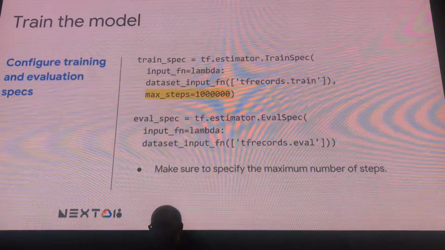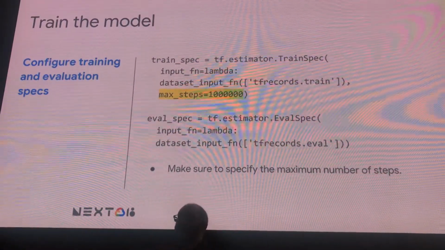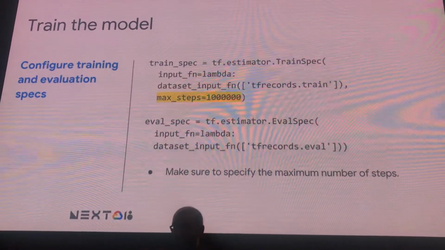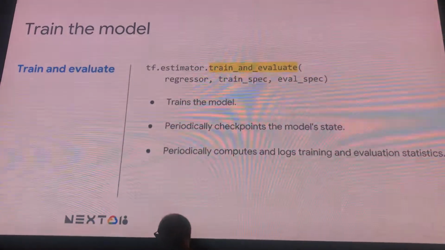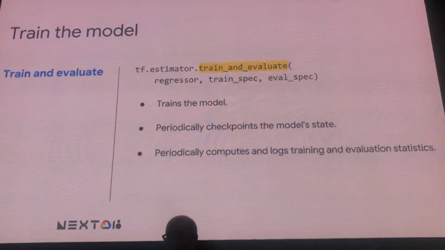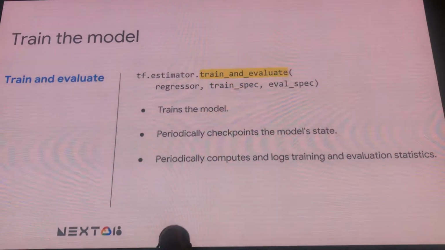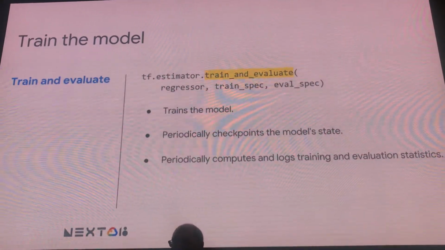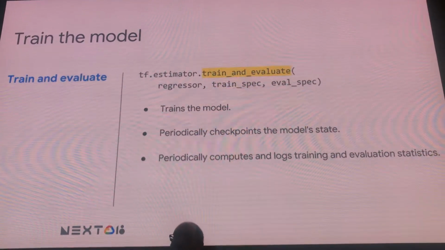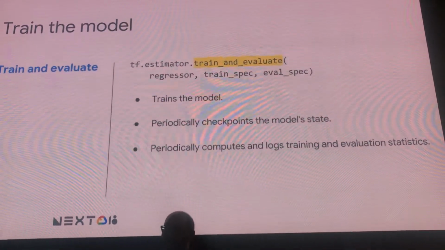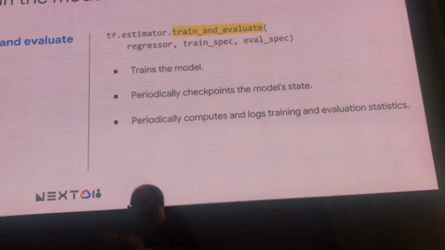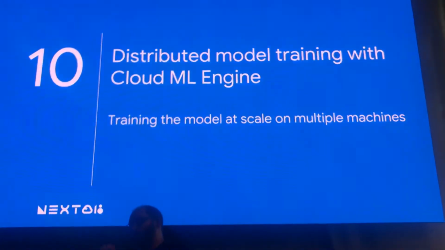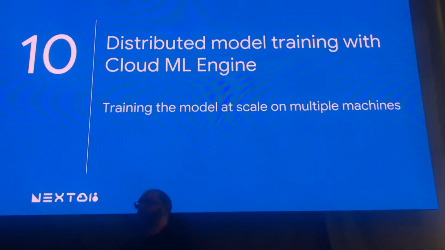Also it's important to specify the maximum number of steps for training, because depending on how you implement your dataset input function, if you don't specify this, your model may train forever, it will never stop. Finally, the train and evaluate function is the recommended way of training a TensorFlow model that uses DNN regressor. It trains the model, it periodically checkpoints the state, and it periodically checkpoints training and evaluation performance metrics, all in the same directory, but there is a separate subdirectory for evaluation metrics. Now we look at how to train the model locally.